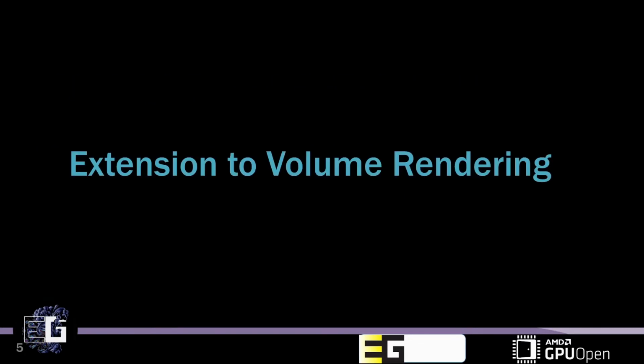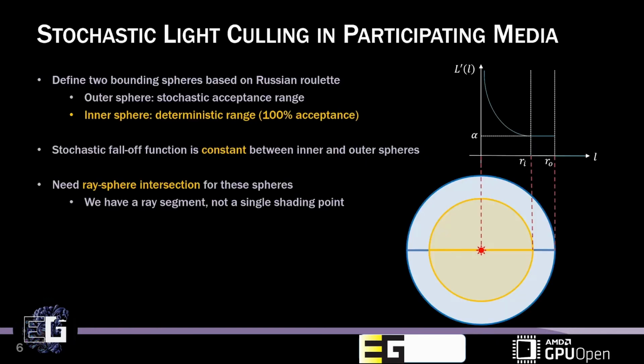However, this stochastic light culling method was originally proposed for surface illumination. Then, in this work, we extend it to volume rendering. Because the stochastic fall-off function is discontinuous, we can define two bounding spheres based on Russian roulette. We newly introduced the inner sphere here, which represents the 100% acceptance range, while the outer sphere represents the stochastic acceptance range. Between the inner and outer spheres, the stochastic fall-off function is constant, as this figure shows.